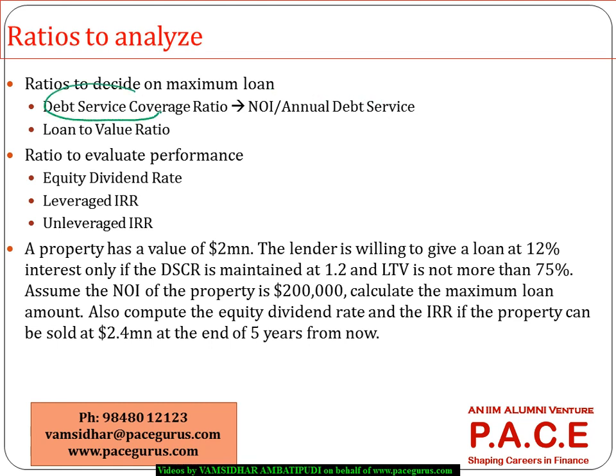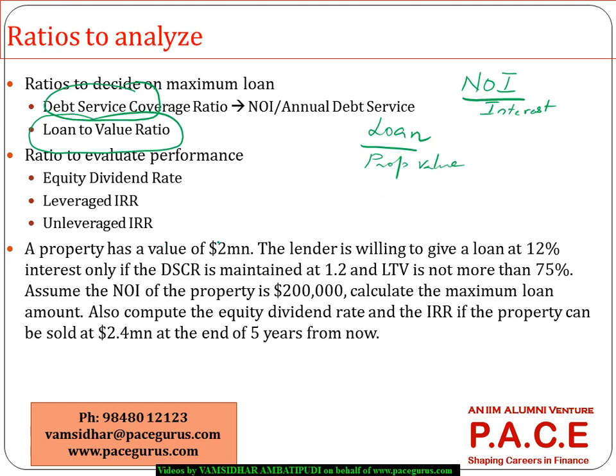Two major ratios come into the scenario: the debt service coverage ratio, generally looked at as net operating income by interest, and the loan to value ratio, which relates the property value to how much loan can be given. These are the two things typically taken into consideration to decide the maximum amount of loan that can be given to a particular borrower.